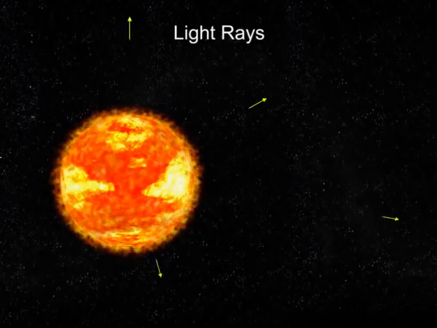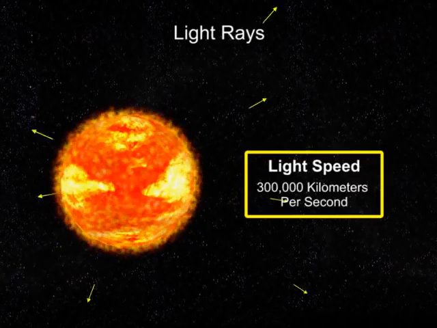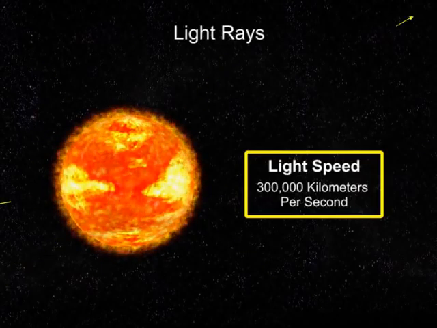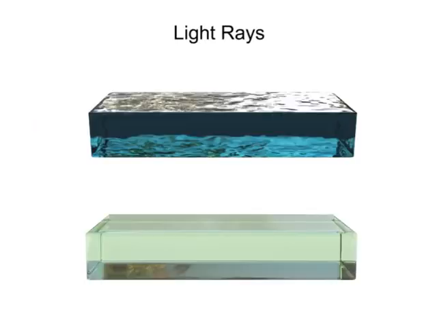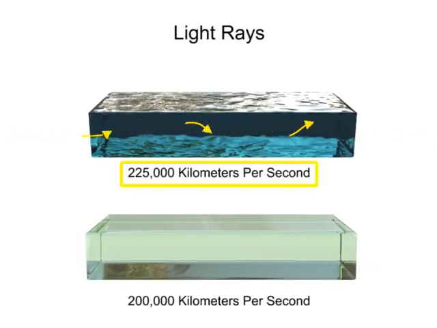Light rays travel through space in a straight line at approximately 300,000 kilometers per second. As light passes through a transparent medium such as water or glass, its speed is decreased. For glass, it's reduced to 200,000 kilometers per second, and for water, the speed is 225,000 kilometers per second.